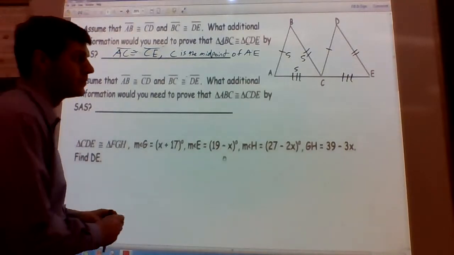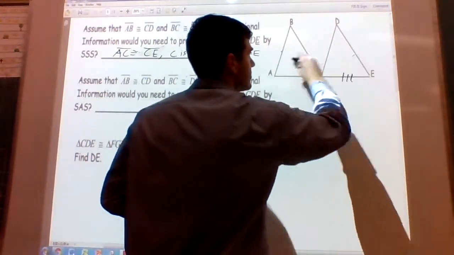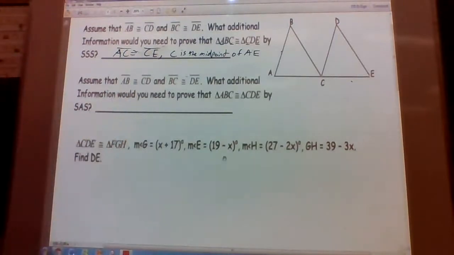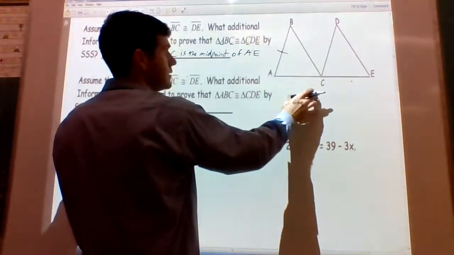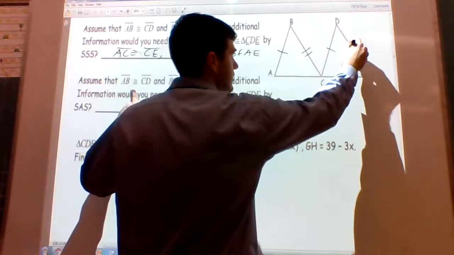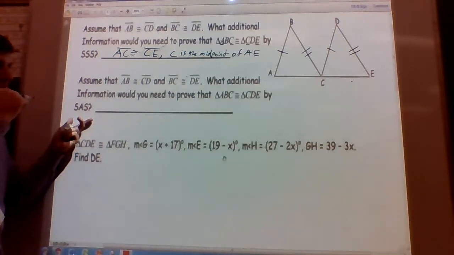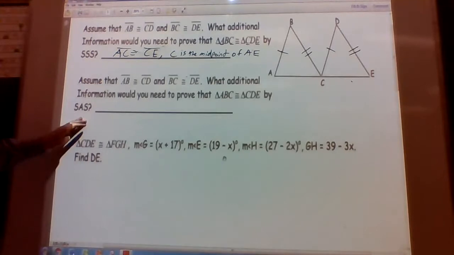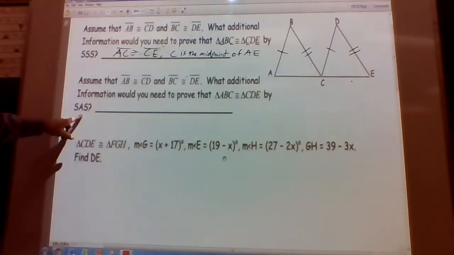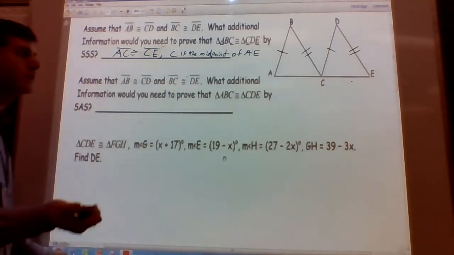Using the same diagram for the next one, they're telling us that AB is congruent to CD, and BC is congruent to DE, so same thing. What additional information would we need to prove that triangle ABC is congruent to triangle CDE by the side angle side postulate? So the side angle side postulate says if we have two pairs of congruent sides and the angle between them, the included angle, is congruent, then the triangles are congruent by side angle side. So we need two pairs of sides that are congruent, and the included angle needs to be congruent.